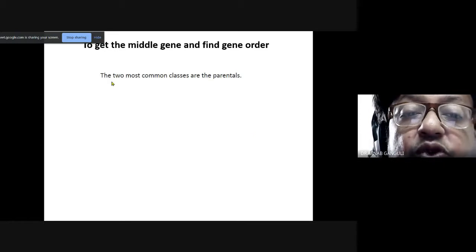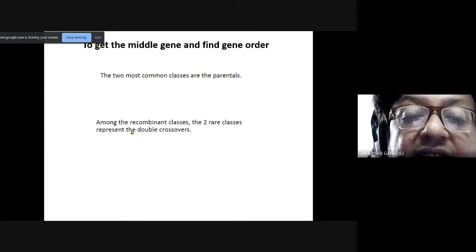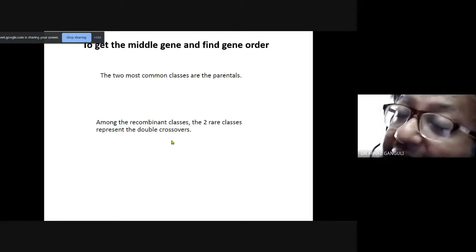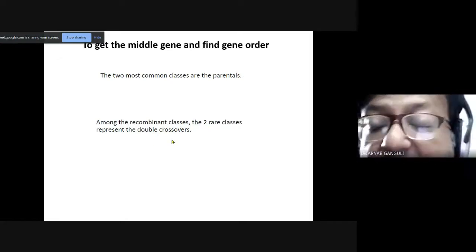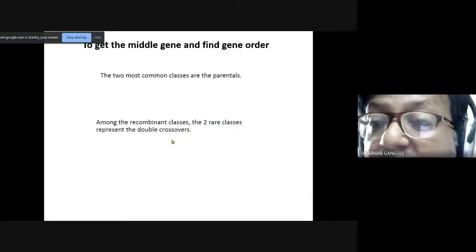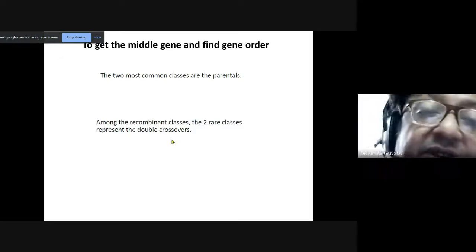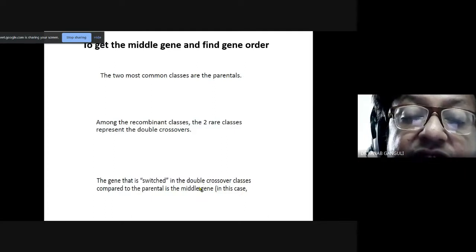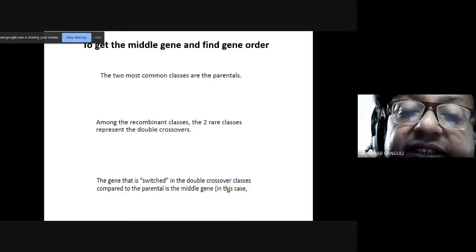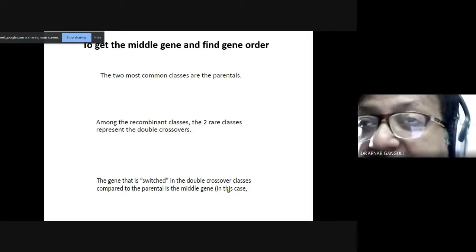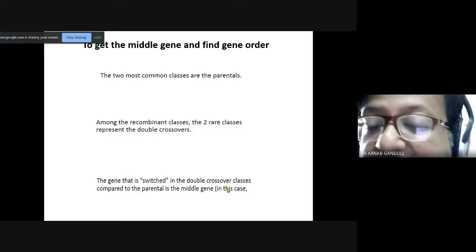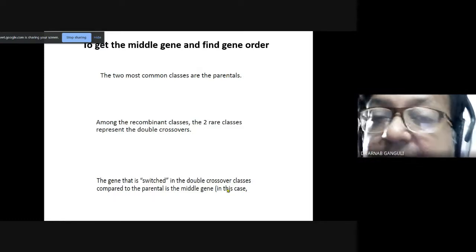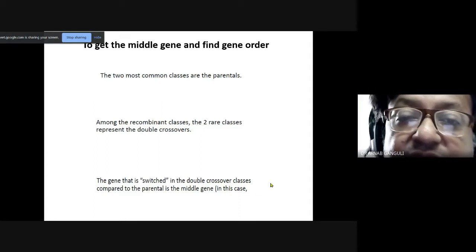So the next thing will be to get the middle gene and find the gene order. The two most common classes are the parental class. Among the recombinant classes, the two rare classes represent the double crossovers. The one which is lowest is the double crossover, where two crossovers have taken place. We will immediately identify them as double crossovers. The gene that is switched in the double crossover compared to the parental gene is the middle gene. In the double crossover, two of them remain the same. Only the middle one, which has gone to the other chromosome, is the middle gene. You will see it in a figure very soon.